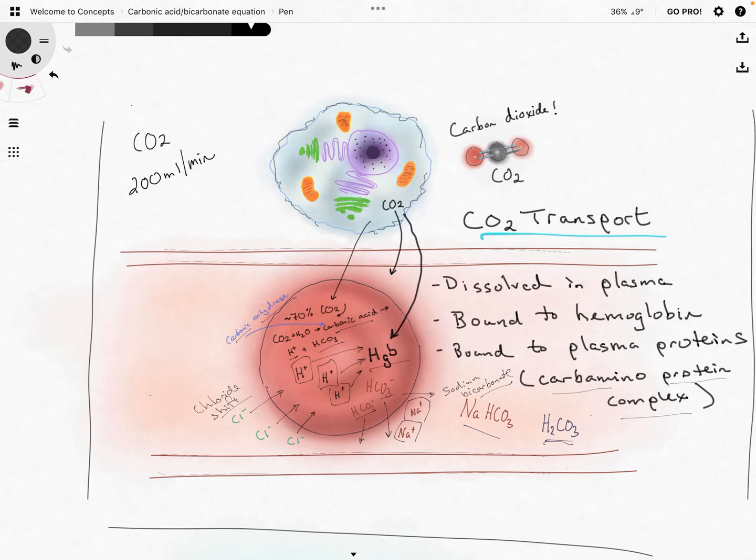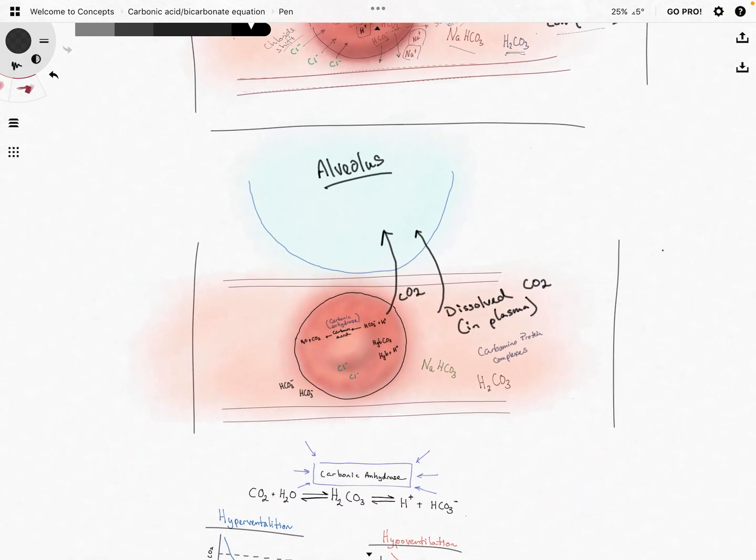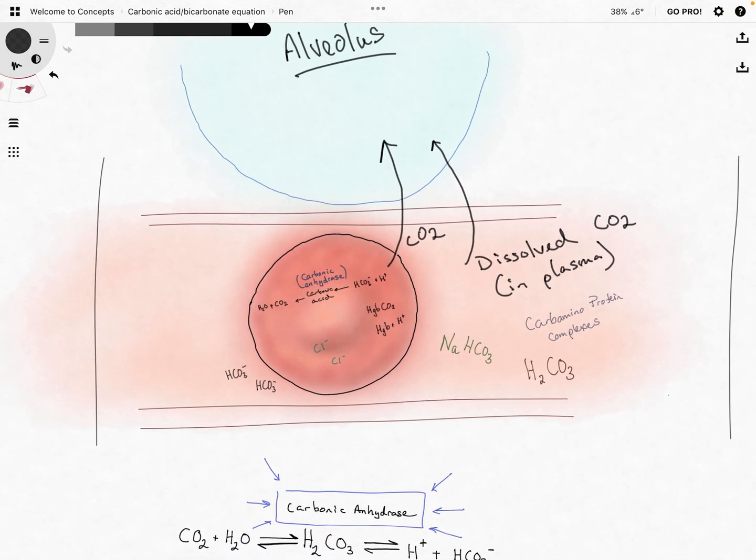Now, when we get to the alveoli, we're going to see essentially the reverse of what we just talked about. So we have carbon dioxide, which became carbonic acid. We'll go through this process of dissociating so that we get CO2 plus water. And now that CO2 is free to go into the alveoli. So it's going to diffuse out of plasma, cross the thin basement layer, cross the endothelial layer of the pulmonary capillaries, and enter the alveoli.